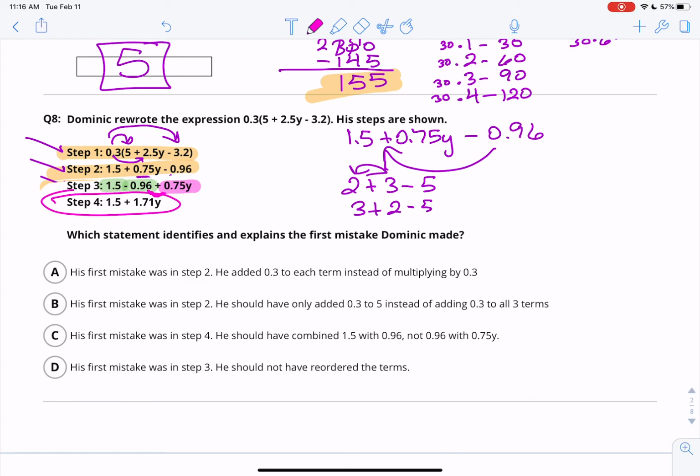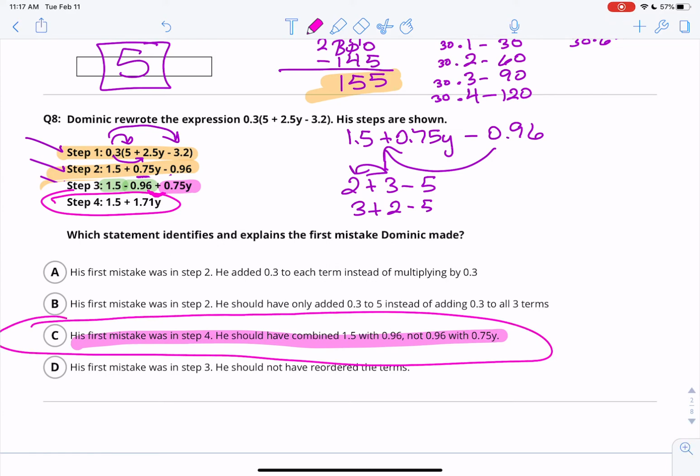So the mistake's in 4. His first mistake was in step 4, he should have combined the 1.5 with the 0.96, not the 0.96 with the 0.5. So that means C is the answer.